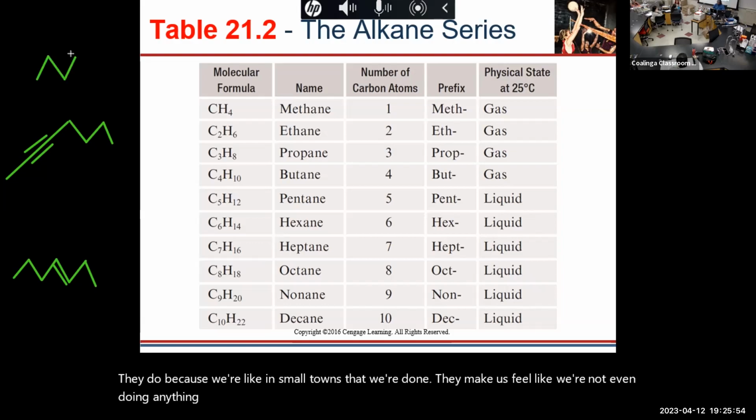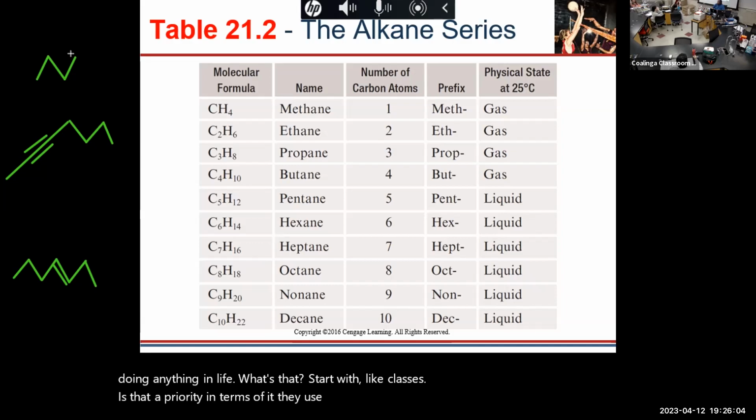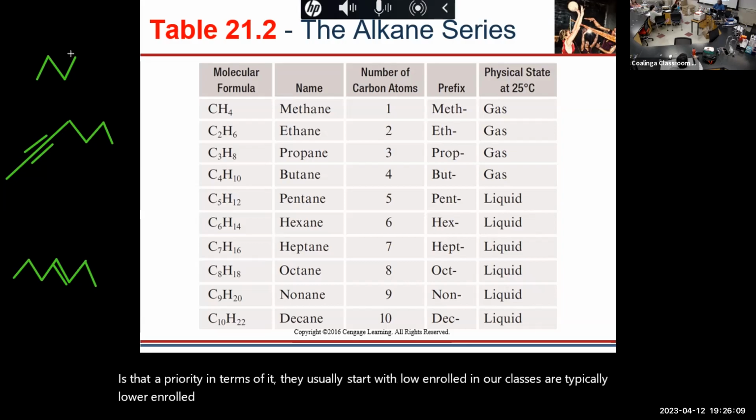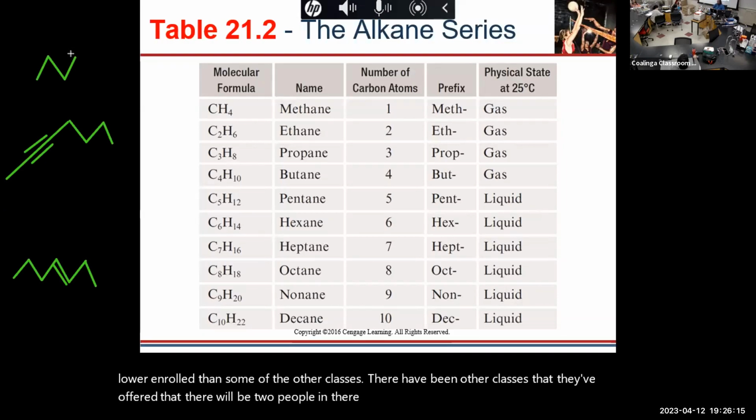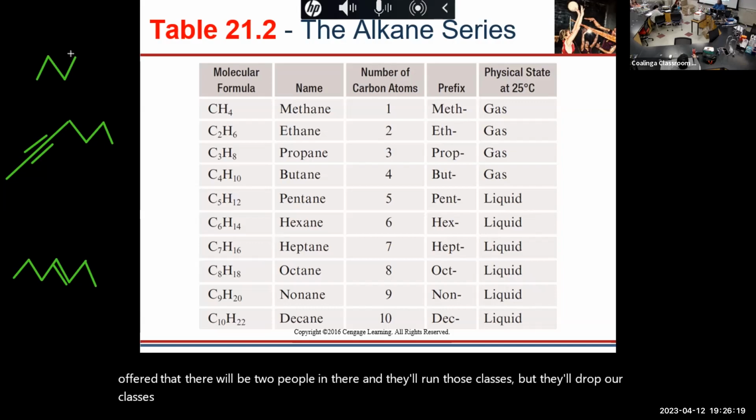So, do they start with STEM classes and then start dropping from there? In terms of enrollment, they usually start with low enrolled, and our classes are typically lower enrolled than some of the other classes. There have been other classes they've offered that had 2 people in there, and they'll run those classes, but they'll drop ours. We'll have 10, and they'll drop. For example.